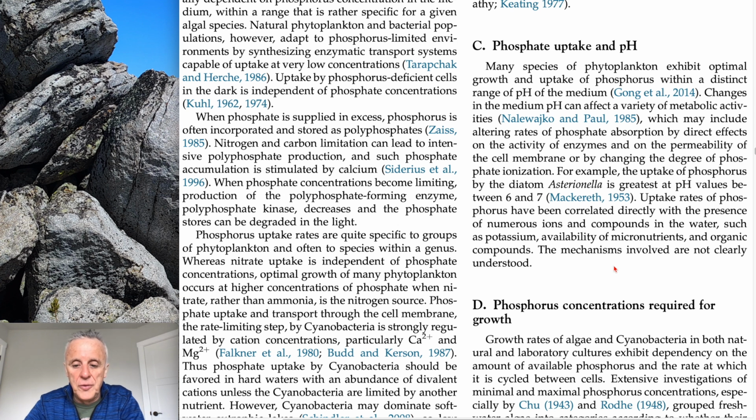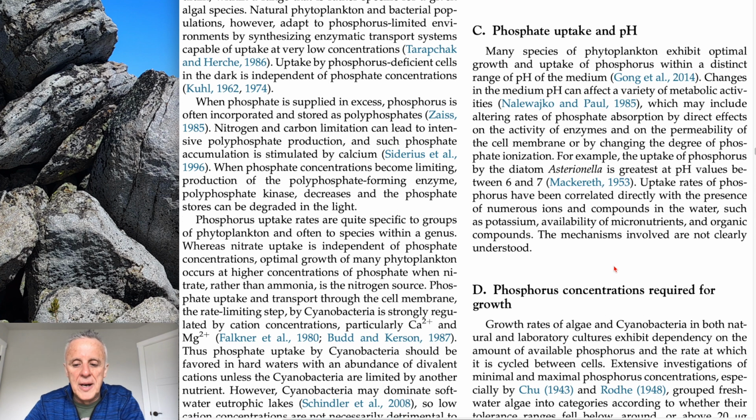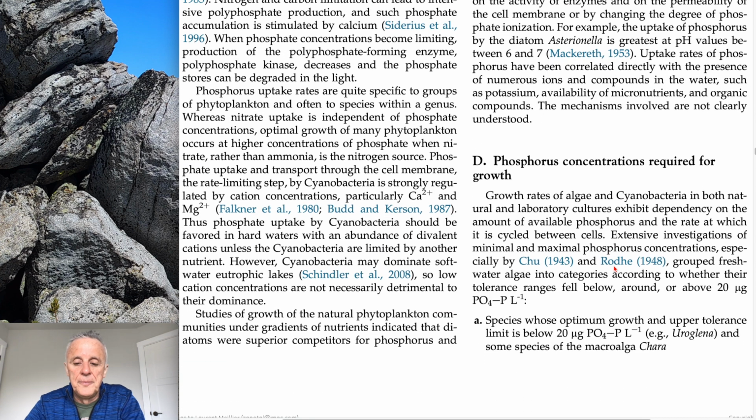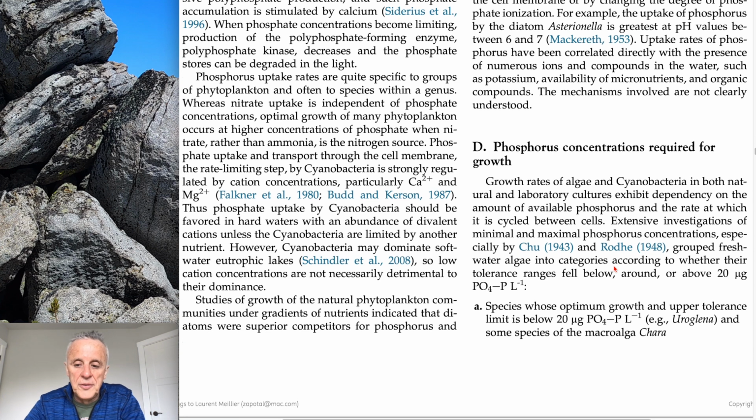Uptake rates of phosphorus have been correlated directly with the presence of numerous ions and compounds in the water, such as potassium, availability of macronutrients, and organic compounds. The mechanisms involved are not clearly understood. Phosphorus concentration required for growth. Growth rates of algae and cyanobacteria in both natural and laboratory cultures exhibit dependency on the amount of available phosphorus and the rate at which it is cycled between cells.